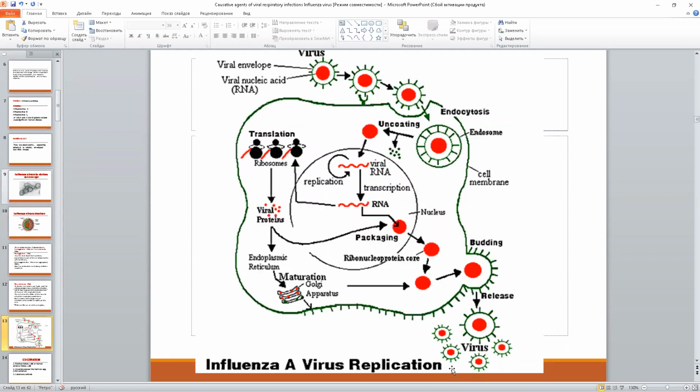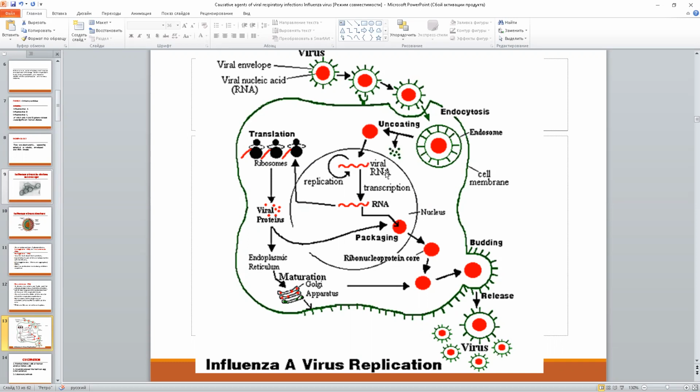Influenza A virus replication. This is the host cell, a human cell. And this is the virus. This is the red-colored RNA, the green-colored envelope, and spikes. So a virus is able to attach to the surface of the cell. Then, by endocytosis, the virus goes inside, uncoating. So the envelope is destroyed, and just the RNA is necessary for replication.